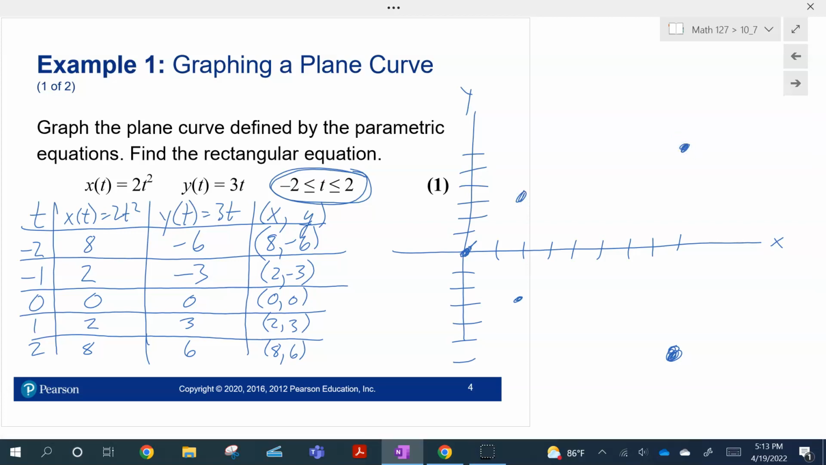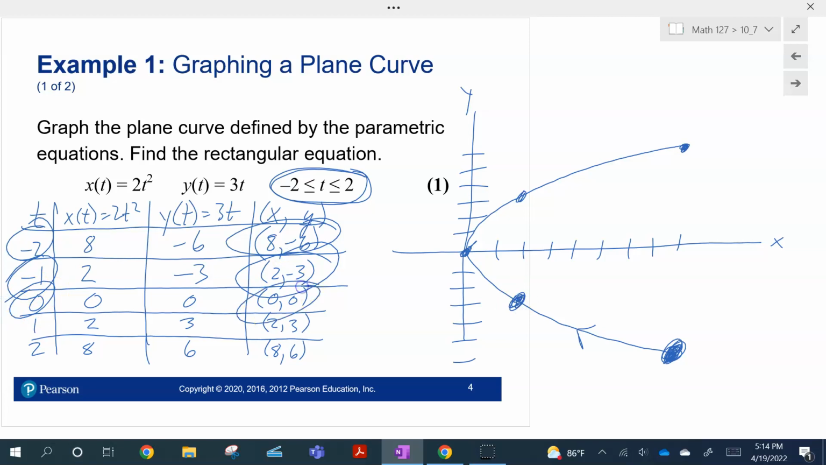And then what we're going to do is plot these points and connect them with a smooth curve. And notice the direction. I should put arrows in to indicate the orientation. We're starting with a t-value of -2, and it spit out this 8, -6 first. Then when I plugged in a t-value of -1, it spit out 2, -3. Then when I plugged in a t-value of 0, it spit out 0, 0, and so on. So it's going in this direction. The arrows indicate the orientation for this plane curve that we're graphing.